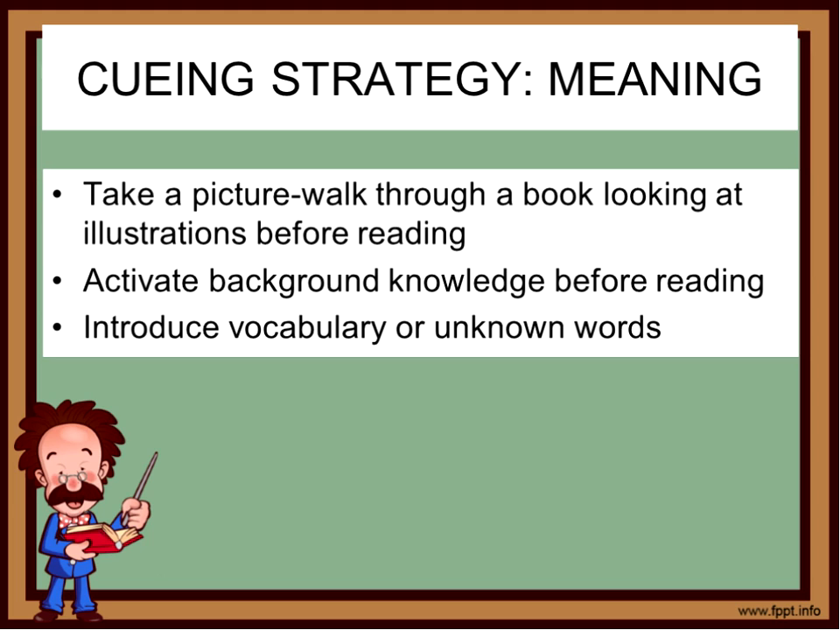So this is the meaning strategy. You can practice this strategy by taking a picture walk through books and looking at illustrations before reading, so they're making that connection as to what can be happening in the story. Activate that background knowledge before reading, and introduce vocabulary or unknown words. It's best taught during the oral reading of a book, but a good introduction to the book can help the students use that strategy as they read. Reading to students on various topics can also enhance that background knowledge, so they have the knowledge going in to help them as they're reading.